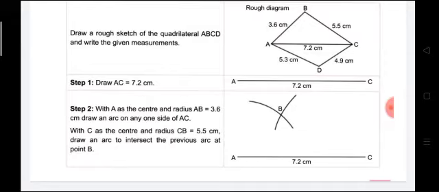Then in step 2, taking A as a center, we will draw an arc for AB with the side 3.6 centimeter, and taking C as a center, we will draw an arc for BC of 5.5 centimeter, so that both arcs intersect at point B. So this is taken as point B. Let us join AB and BC respectively.